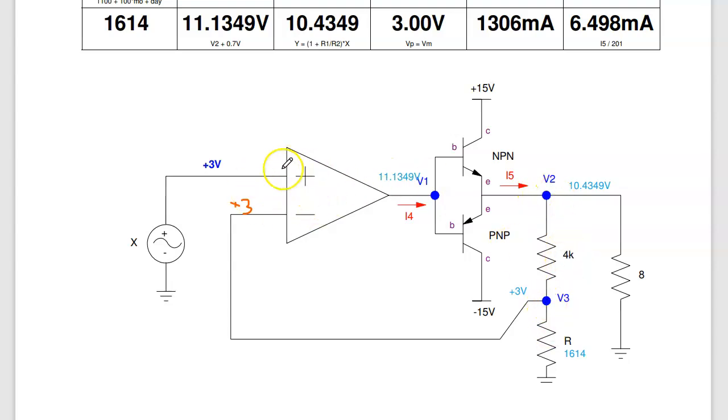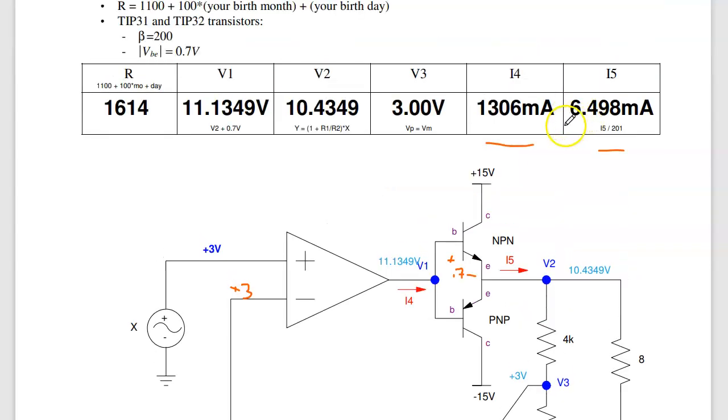Or you can also say this is a non-inverting amplifier. The gain is 1 plus the ratio times 3 volts. 1 plus 4K over R is 10.43 volts. V2 is 10.43 volts. This is a diode, so I have a 0.7 volt drop across the diode, making this 11.13 volts. In terms of currents, I5 is going to be 10.43 volts over 8 ohms plus 10.43 volts over R plus 4K, gives you 6.498 milliamps, actually 1306 milliamps. I got these backwards. That's I5.